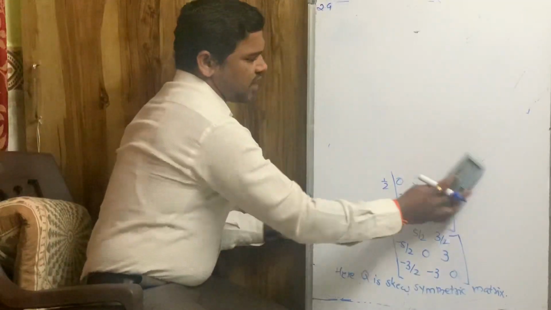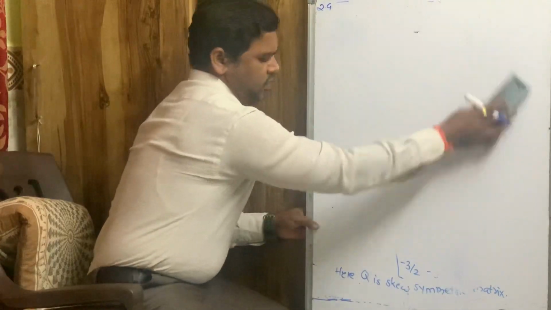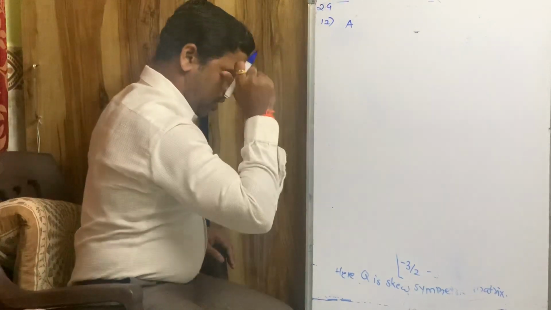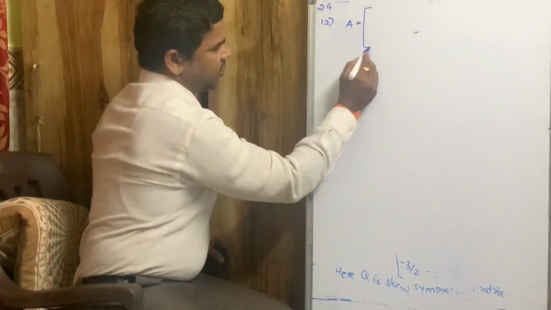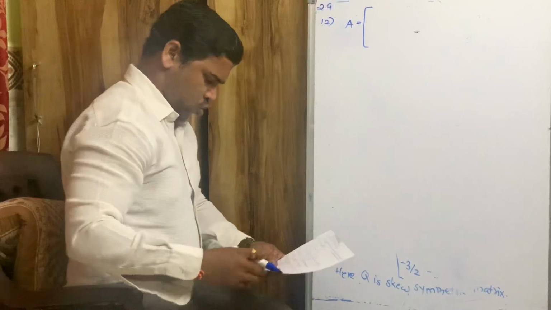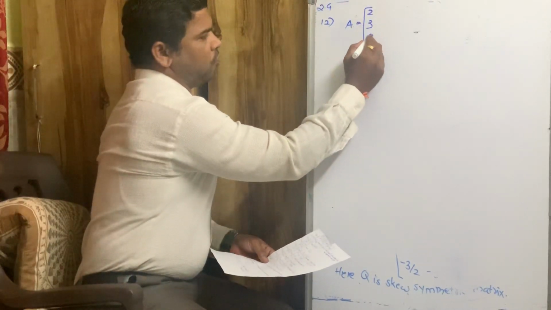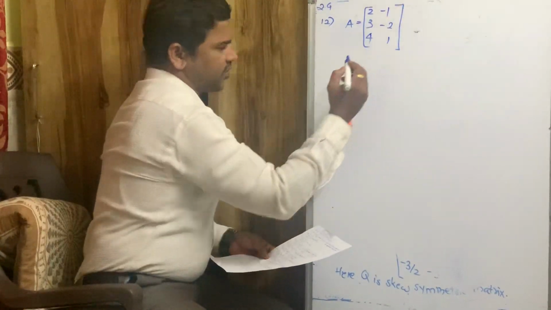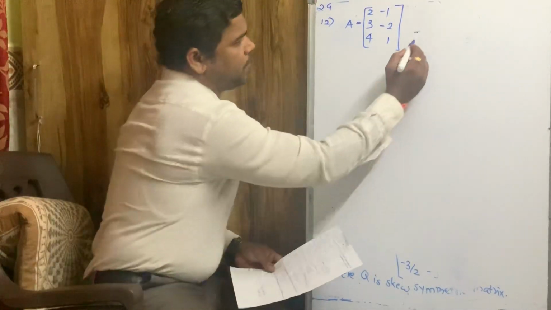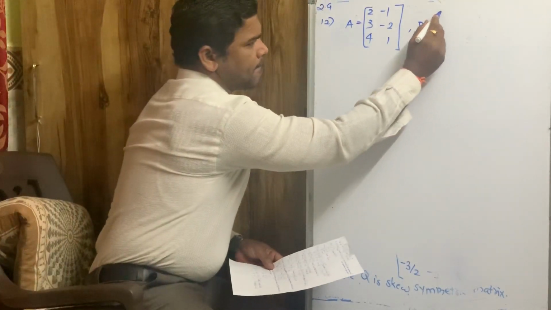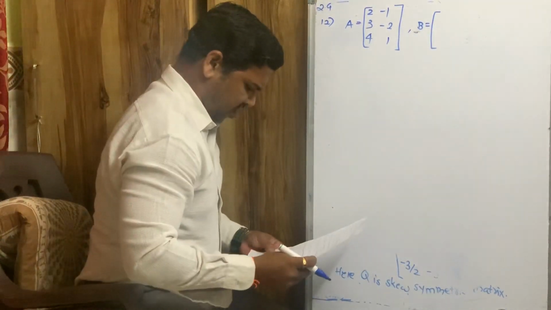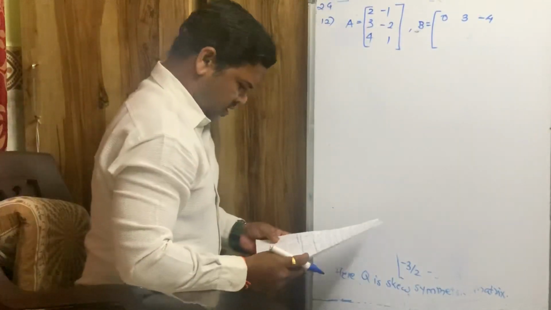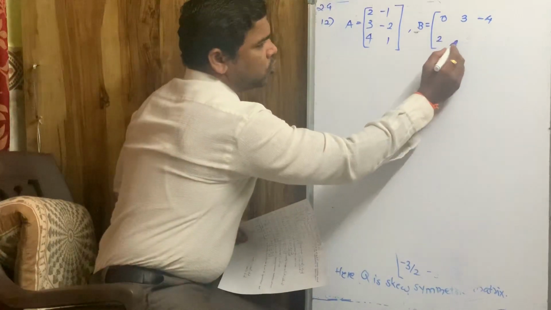Last question from this exercise, that is question number 12. They have given two matrices, A and B. A is given as first column 2 3 4, second column minus 1 minus 2 1. This is the matrix A. Then matrix B is given as first row 0 3 minus 4, second row 2 minus 1 1.